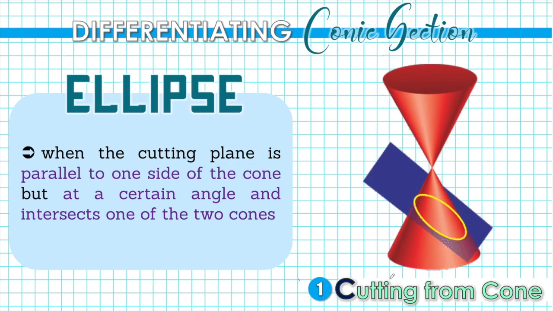An ellipse is formed when the cutting plane is parallel to one side of the cone, but at a certain angle, and it intersects only one of the two cones. An ellipse is very similar to a circle. A circle can be formed when it is exactly perpendicular to the vertical axis. But for an ellipse, it shouldn't be perpendicular and it should have a certain angle. Any angle as long as it is not perpendicular.